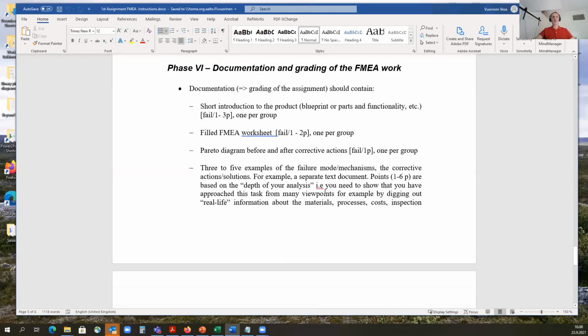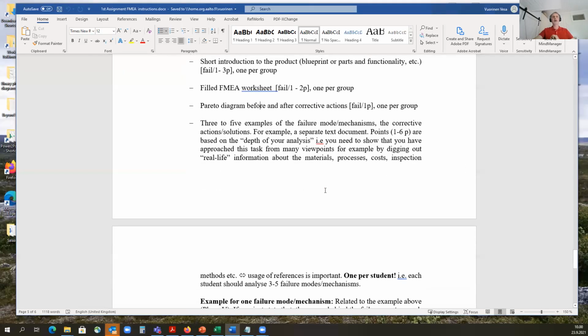And then the individual part. If you do this in a group, each of you needs to have 3 to 5 failure modes or mechanisms where you really describe the problem and the corrective actions in detail. And that is up to 6 points. So half of the points are given to the whole group and half of the points are given individually. And how many points you get depends on the depth of your analysis.